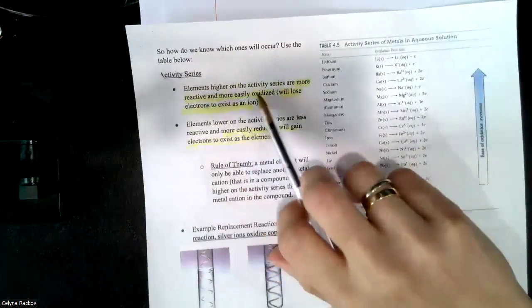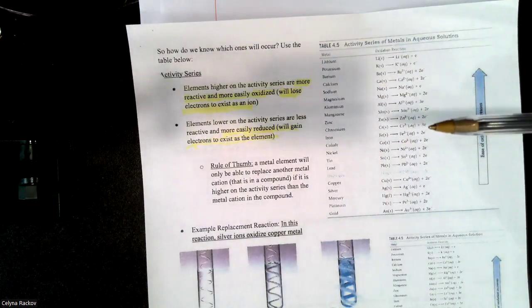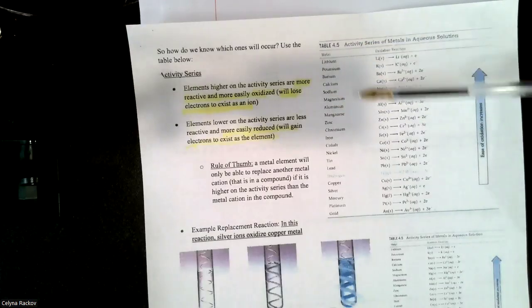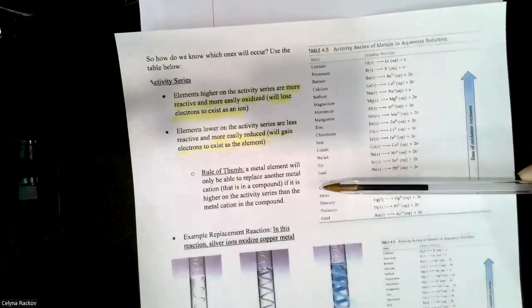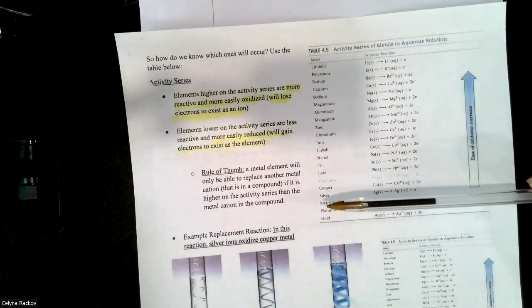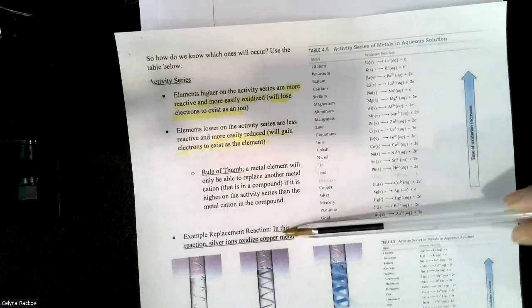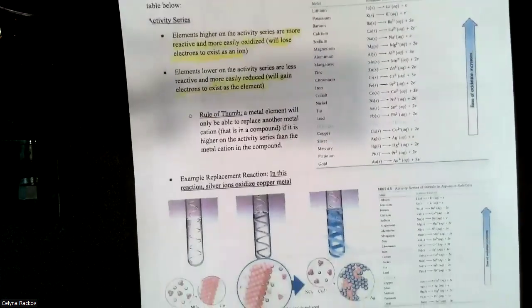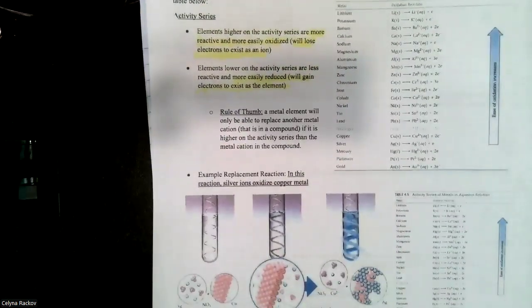Elements higher on the activity series are more reactive and more easily oxidized. That means they lose electrons to exist as an ion, right? The elements lower on the activity series are less reactive and more easily reduced. So if they reduce, they gain electrons to exist as the element. All right. Okay, so let me see the next topic here.